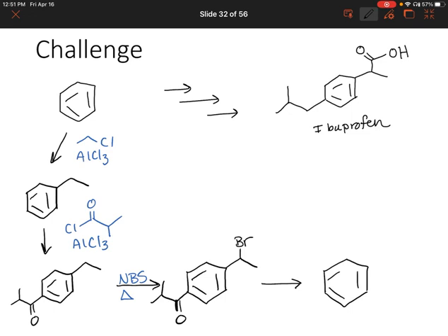In my next step, I'm going to reduce the acyl group. I guess it doesn't matter too much when we do that, but I'll just do it here. So we're going to use that zinc mercury alloy with hydrochloric acid. Now I'm going to add magnesium to create my Grignard reagent.